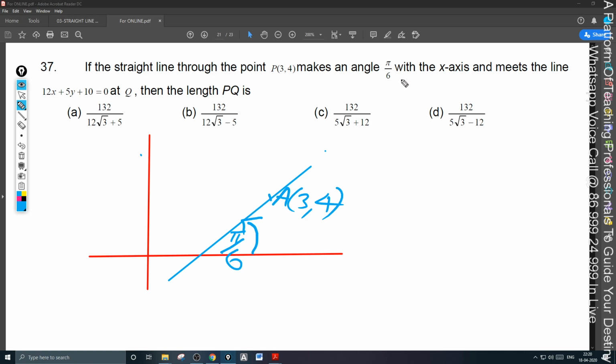Okay, now with the x-axis meets the line 12x plus 5y plus n equal to 0 at Q. Both are negative. I am drawing the second line now, approximately like this. It is meeting it in Q. I named it as A, no, it is not A, it is P.